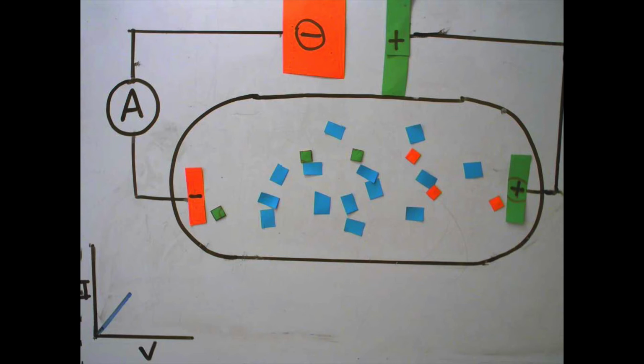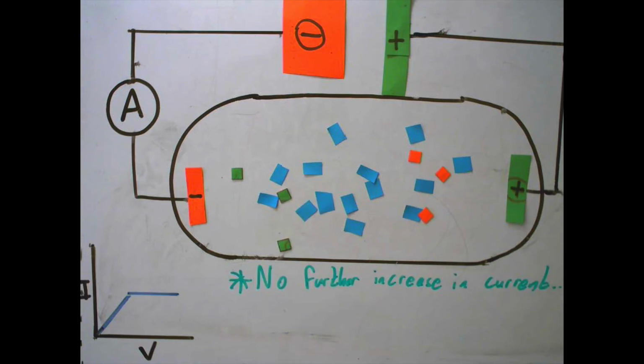So at first, it's going to look very similar to a metallic conductor. As you increase the voltage, the current is going to increase because the particles are going to be attracted to their oppositely charged counterparts. The positive ions are going to be attracted to the negative electrode, and the negative ions are going to be attracted to the positive electrode. But as you increase the voltage, you're going to get more and more of these charge carriers moving. But eventually, you reach a point where you've increased the voltage, but the current hasn't increased anymore.